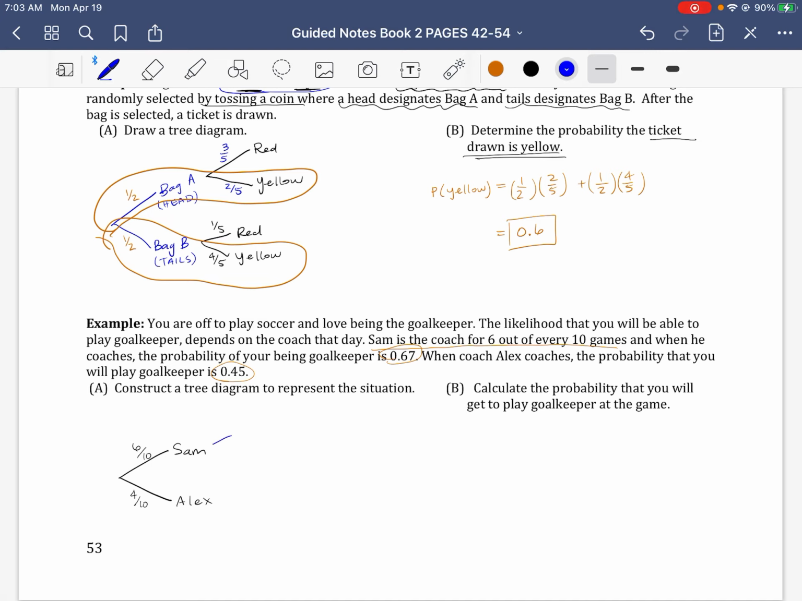If Sam is there, it says the probability you get to be goalkeeper is 0.67. So that means that not goalkeeper is the rest of the time, right? Or remember, we do 1 minus 0.67, which would be 0.33. So that takes care of when Sam's the coach. When Alex is the coach, the probability of your being goalkeeper is only 0.45.